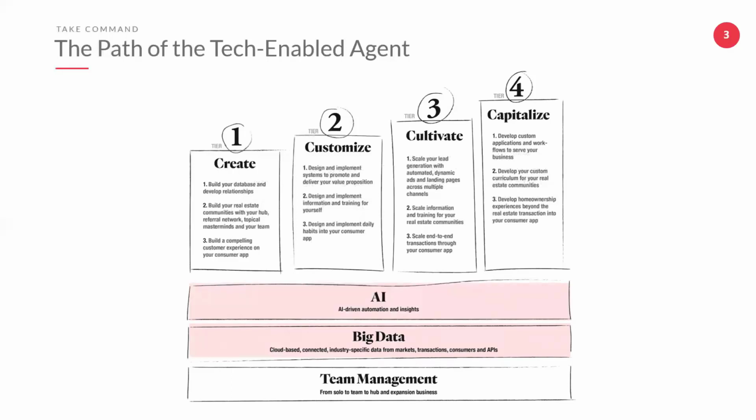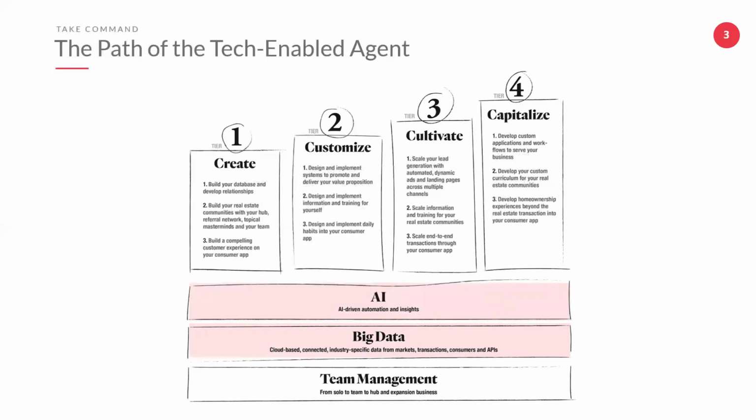That's build your database and develop your relationships. Then build your real estate communities with your hub, referral network, topical masterminds, and your team. And then building a compelling customer experience on your consumer app. So a lot of what we've been focusing on right now is that first tier, create. Because the first thing you need to do is have a database. Then we need to get your database into Command. And then we can start layering on some of those neighborhood and hyper-local type things.